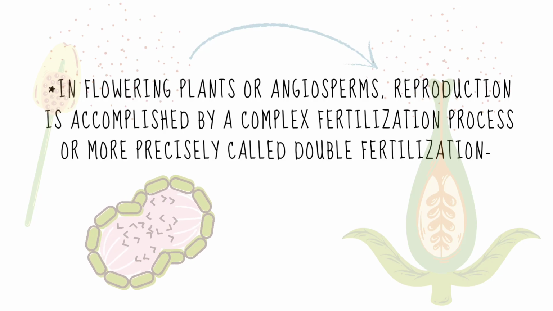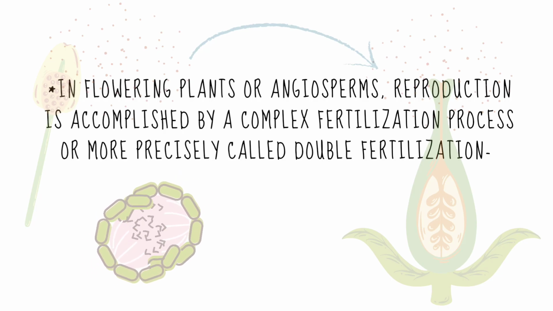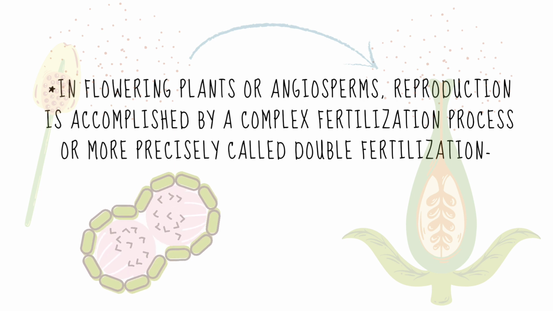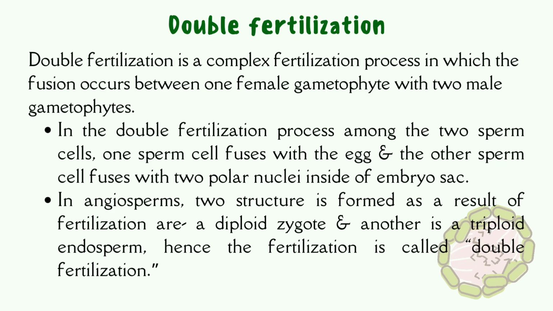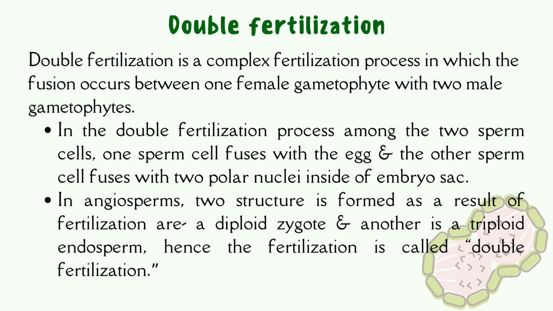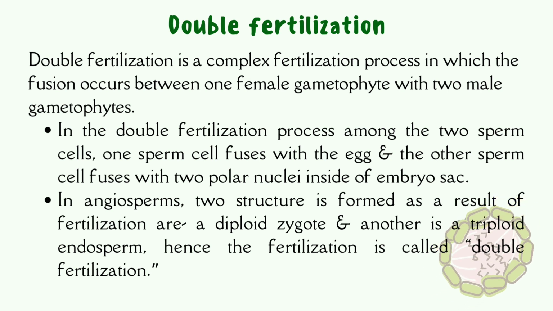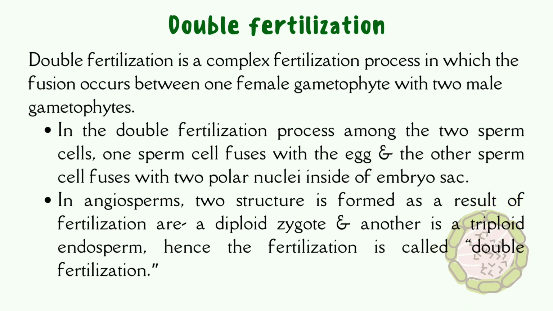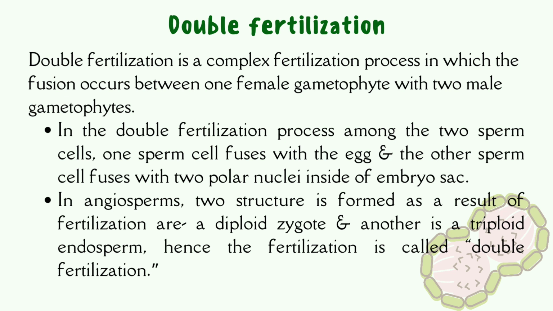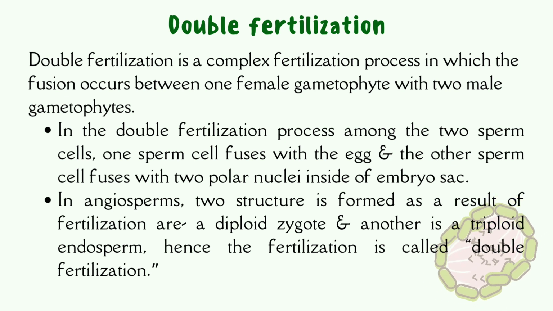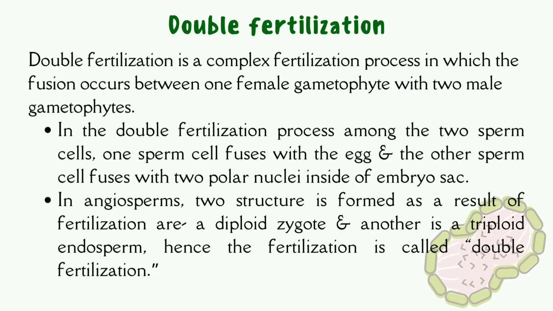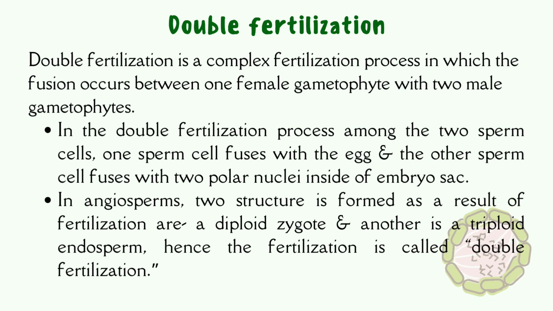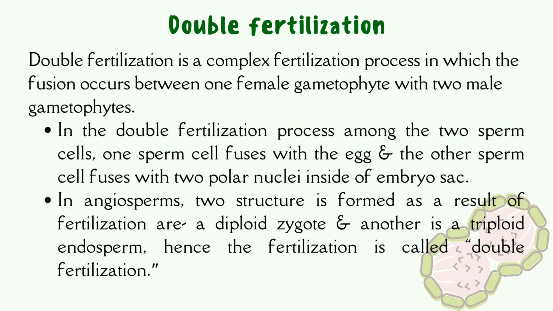In flowering plants or angiosperms, reproduction is accomplished by a complex fertilization process, more precisely called double fertilization. So, what is double fertilization? Double fertilization is a complex fertilization process in which the fusion occurs between one female gametophyte and 2 male gametophytes. In the double fertilization process, among the 2 sperm cells, one sperm cell fuses with the egg and the other sperm cell fuses with 2 polar nuclei inside of the embryo sac. In angiosperms, 2 structures are formed as a result of fertilization: one is a diploid zygote and another is a triploid endosperm. Hence, the fertilization is called double fertilization.